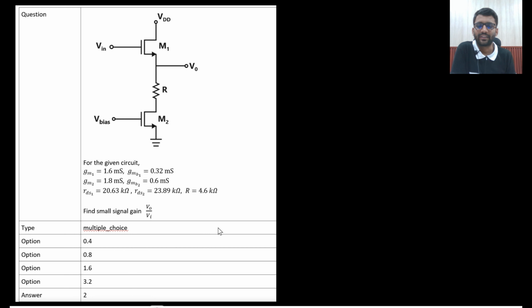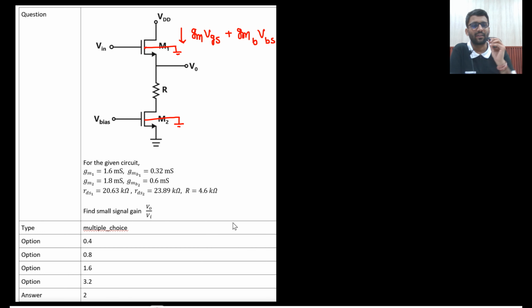You need to find the small signal voltage gain, but here GMB is also given. I hope you know what GMB is. GM VGS is the current, but if there is body effect present, then GM VGS will not be the only current. The current would also include GMB VBS, where G is replaced with GMB. This is your body bias. If nothing is given, body will be taken as ground. Here also body will be taken as small signal ground. Body will always be taken as small signal ground if no small signal is applied there.